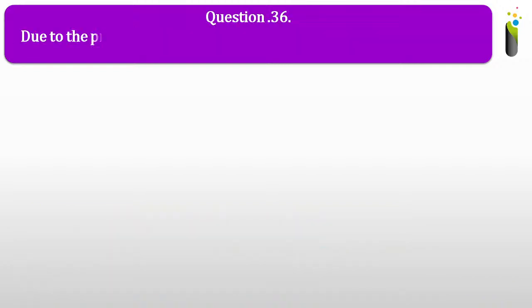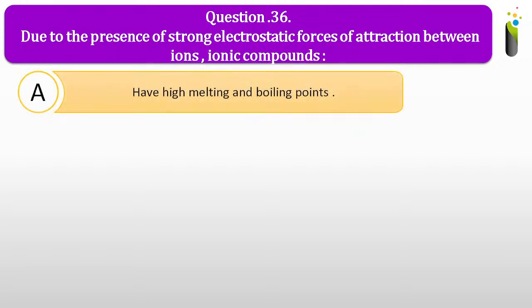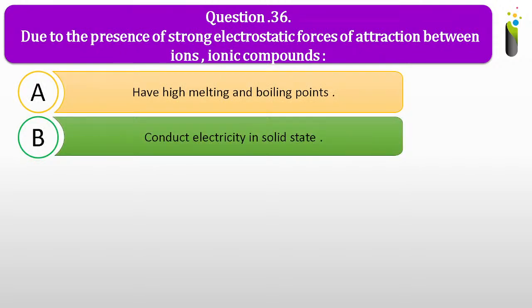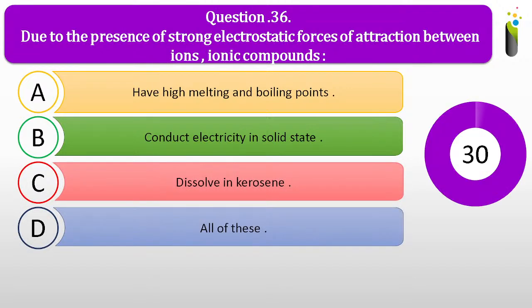Question number 36. Due to the presence of strong electrostatic forces of attraction between ions, ionic compounds dash. A. Have high melting and boiling points. B. Conduct electricity in the solid state. C. Dissolve in kerosene. D. All of these.